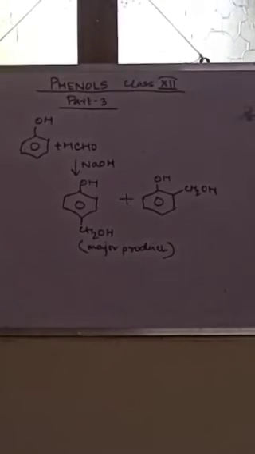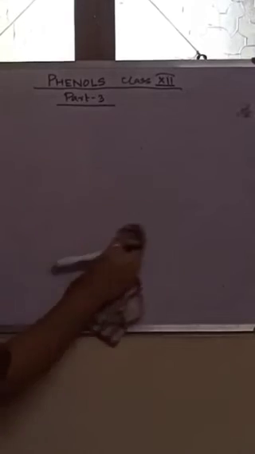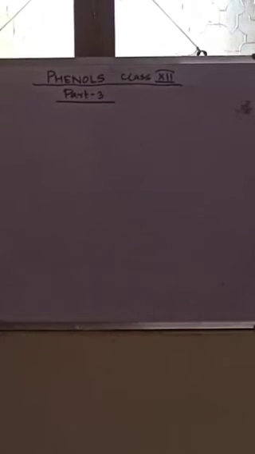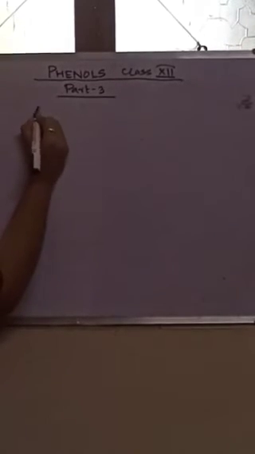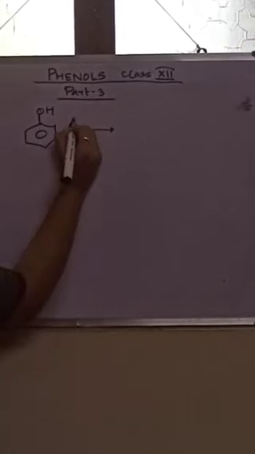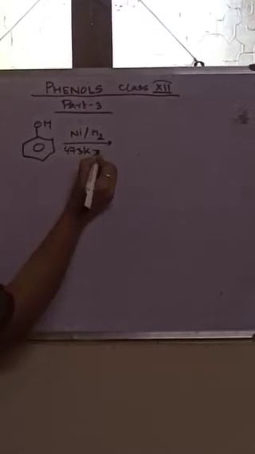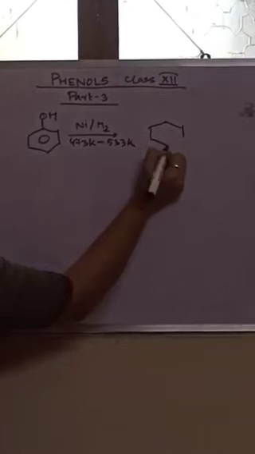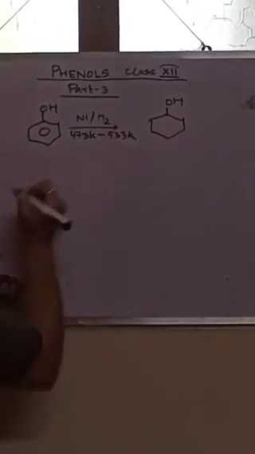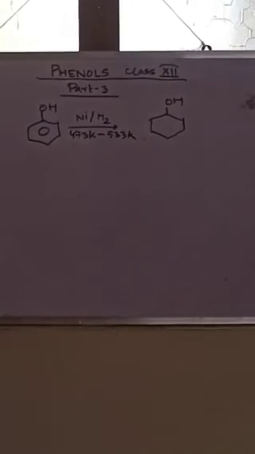Okay, the next reaction is hydrogenation reaction or reduction, you can say. Phenol upon hydrogenation in presence of nickel at 473 Kelvin to 533 Kelvin temperature will get reduced to cyclohexanol. This is just reduction. Next, reactions.